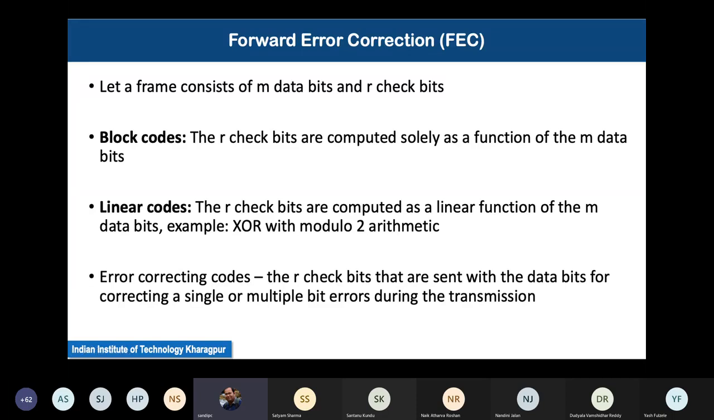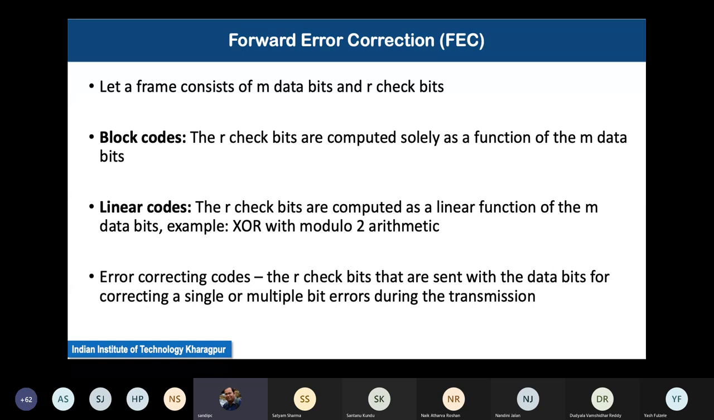Assume that a frame consists of M data bits and R check bits. These R check bits are the additional bits that we are appending to the data bits for error correction. Now there are two types of codes that we have. One we call the block code, and the second one we call the linear code. In case of block code, these R check bits are computed as a function of the M data bits. So I take the M data bits together and then apply a certain function to compute the R check bits.